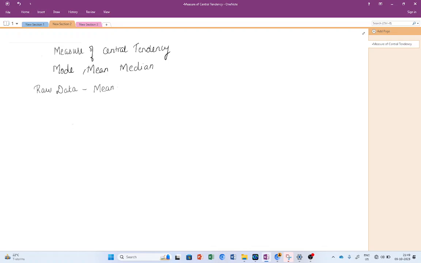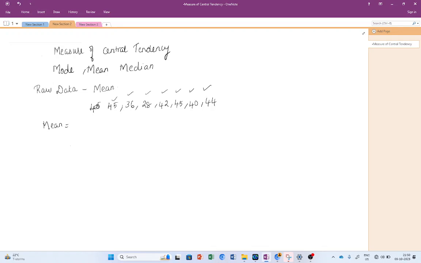Suppose you have a scattered data like this: 45, 36, 28, 42, 45, 40 and 44. Suppose this is my scattered data, and I am asked to find the mean, median and mode. Mean is calculated by, so here you have raw data. How many data do you have? 1, 2, 3, 4, 5, 6, 7 data you have.